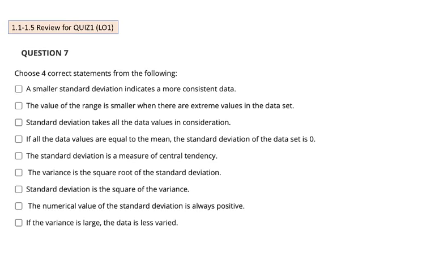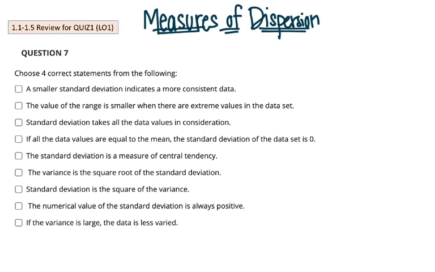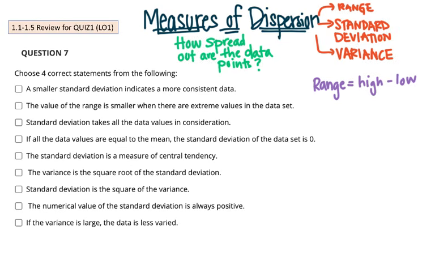Okay, next question is talking about standard deviation and variance. These are called measures of dispersion, which is how far apart the data is. And remember, there's 3 different ways to measure the dispersion of a set of data. There's the range, the standard deviation, and the variance. The range just measures the highest data point minus the lowest data point. The standard deviation is just the average distance from the mean. And the variance is just that standard deviation squared.